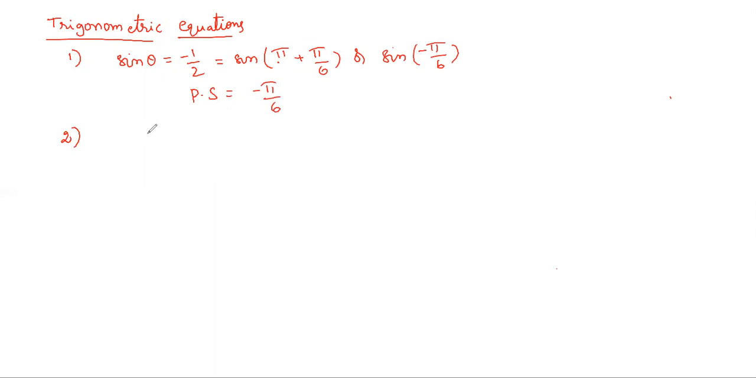Cos theta equals cos 5 pi by 4. What is the principal general solution? Directly 2n pi plus or minus alpha. Alpha is 5 pi by 4 and n belongs to Z.